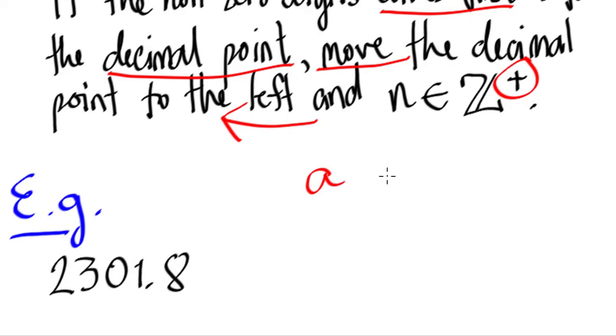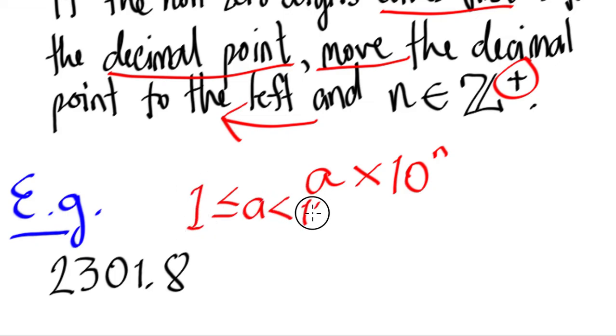Again, scientific notation must be in the form of a times 10 raised to n. And we know the value of a must be at least 1, and it must be strictly less than 10. So it must be at least 1 but strictly less than 10. So we will move the decimal place until we achieve this value.